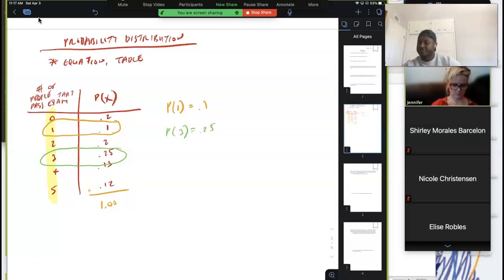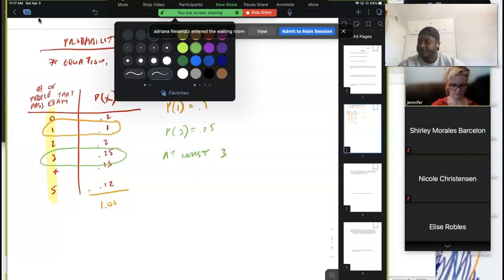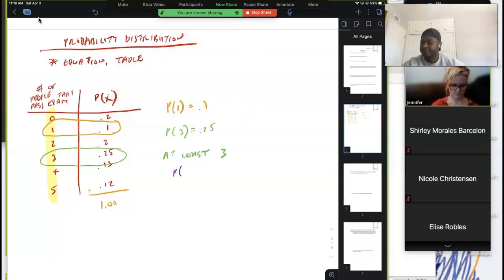A couple key words that you'll notice from chapter 5, they'll say, okay, find the probability that at least, say, at least 3 pass. If they say at least 3, then that's telling you that you're looking at the probability when the value is 3 or larger. So we're going to look at all 3 of these now. So the probability that x is greater than or equal to 3, you're going to just add those together. So 0.25 plus 0.13 plus 0.12. And that'll give you 0.5.